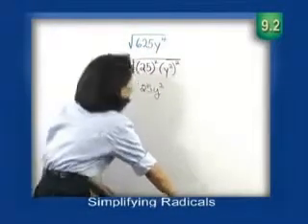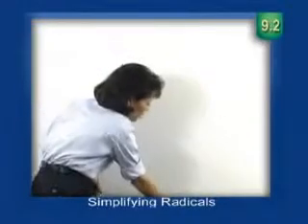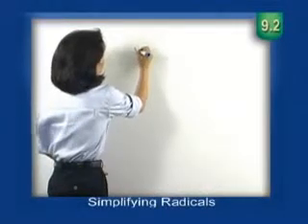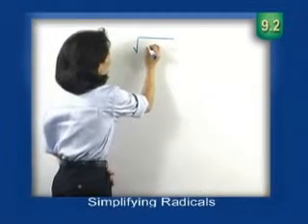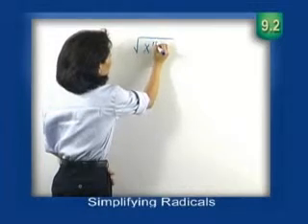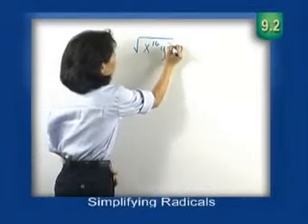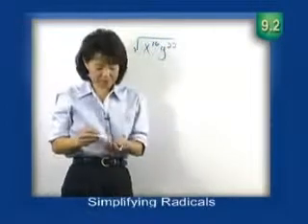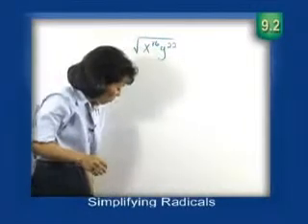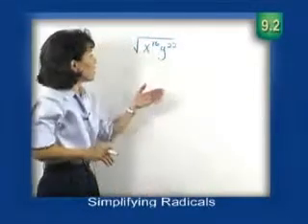I think we're getting the hang of it, but we might need just a little bit more practice with those variables. So let's try one more using some variables. Let's look at the square root of x to the 16th y to the 22nd. Now, what we're going to do here is what we did in that previous problem.